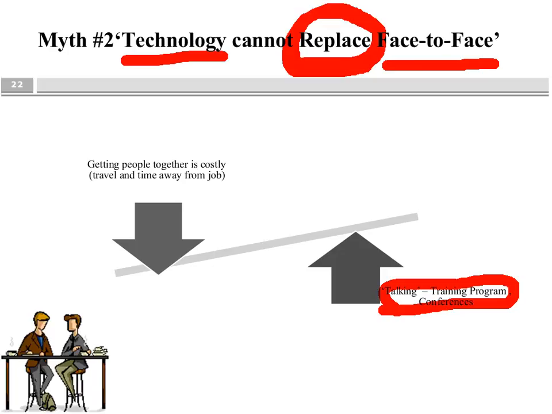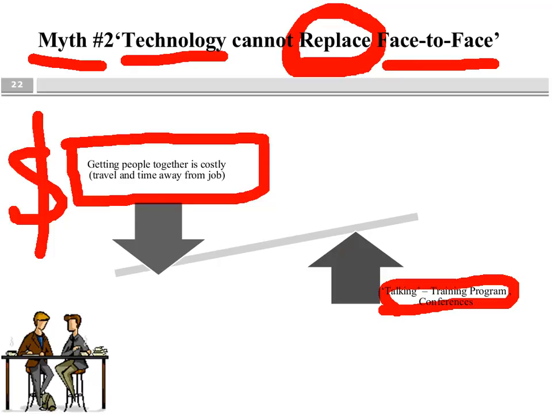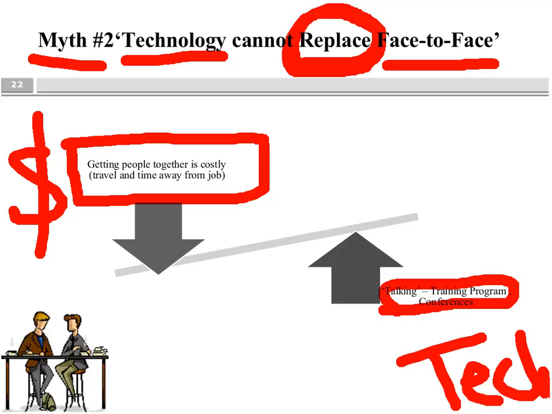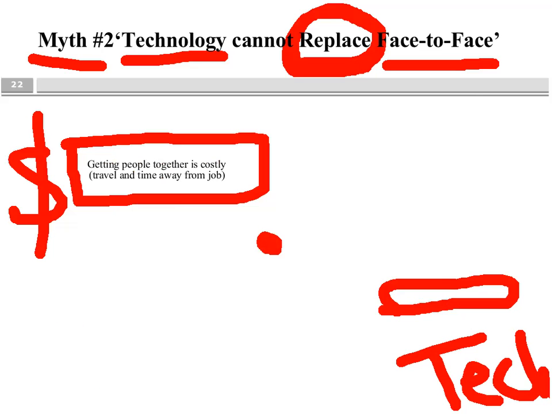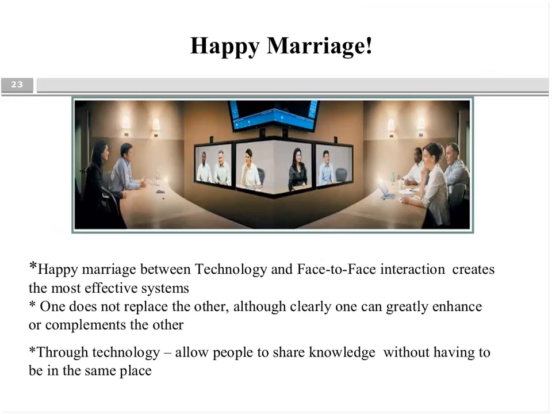One does not replace the other. So if you think that technology is enough and we don't need face-to-face interaction anymore, that is wrong, it is a myth. If you think that we only need face-to-face and we don't need technology, that is also wrong, because if you only want face-to-face, it's very expensive. If you only want technology and forget about face-to-face, it's also not efficient because you also need personal touch. And in order to keep the balance, you need a happy marriage.